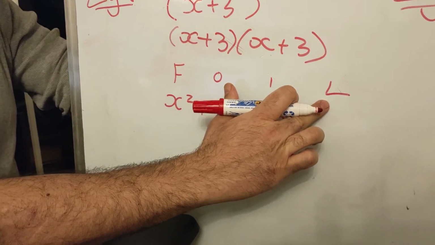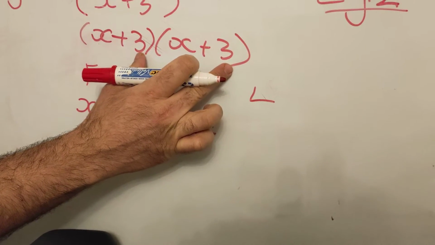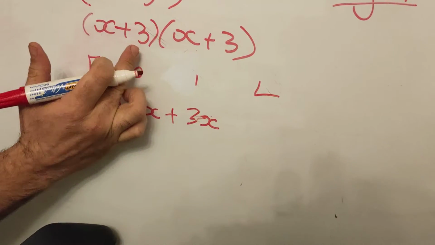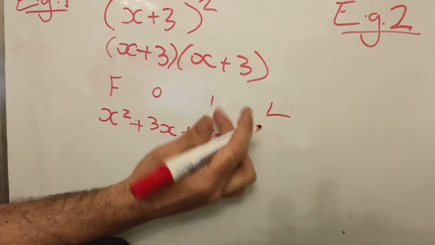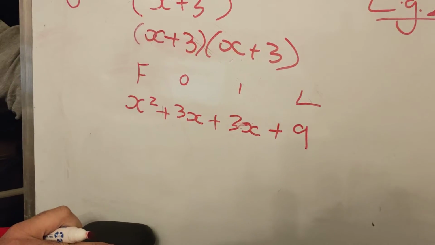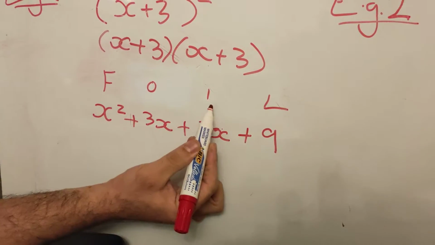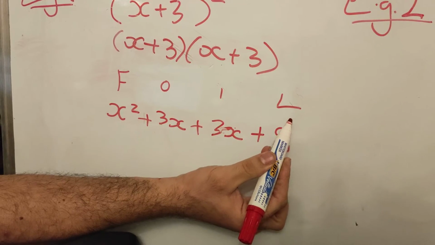L, last. Okay, so this is the last thing we need to do, and it's also the last term that we multiply. Positive 3 times positive 3 is positive 9. FOIL. First, outer, inner, last.